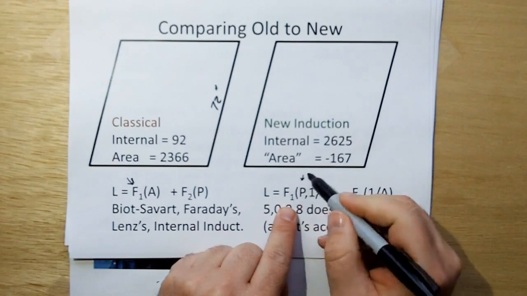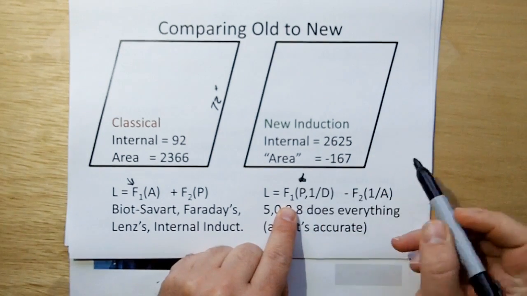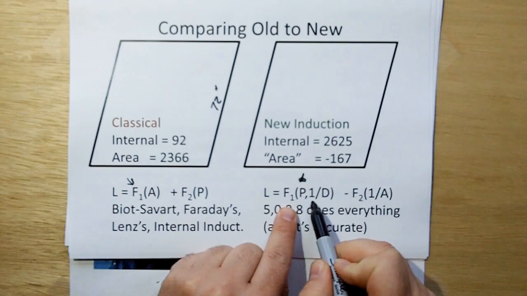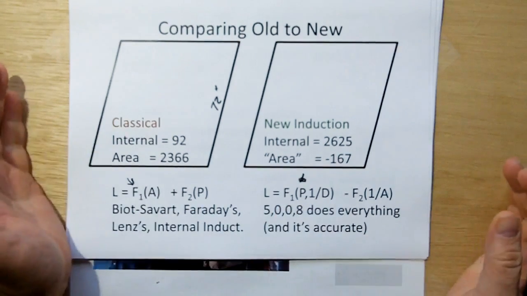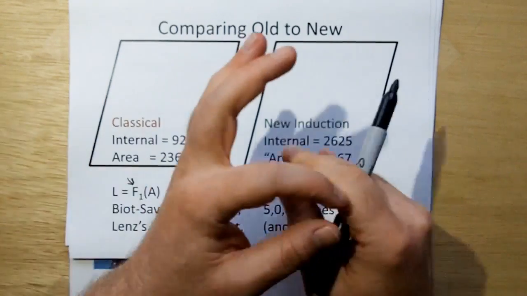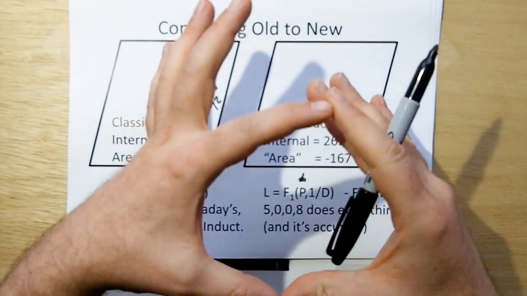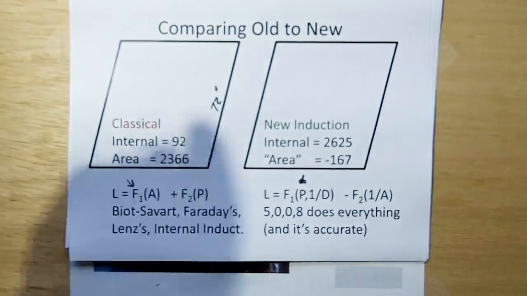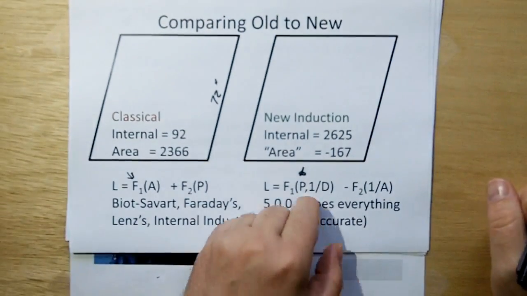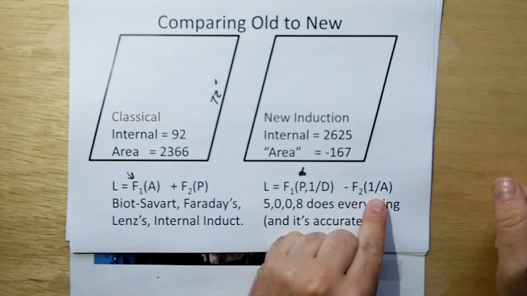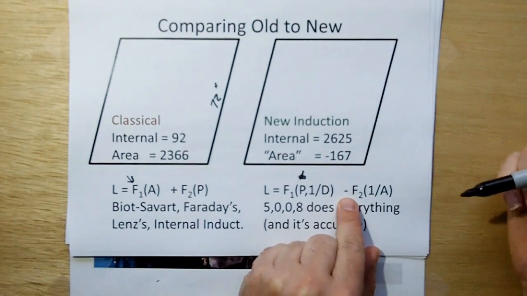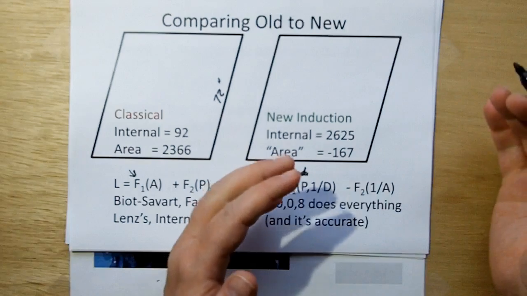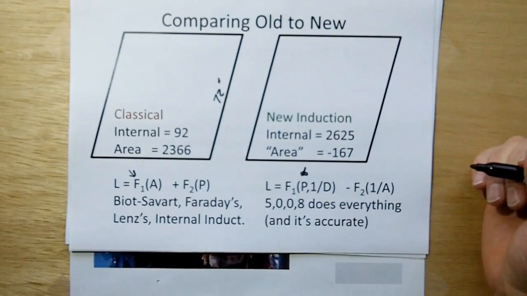the internal inductance, which is the first one I've listed here, is a function of the perimeter and inversely 1 over the diameter of the wire. So here we find the diameter of the wire also has an effect, but an inverse effect. The thicker the wire, the less inductance. The longer the wire, the more inductance. And that's what this means. And we find that the contribution of the area of the loop is an inverse and a negative. The bigger the area, the smaller the effect, and it's negative.